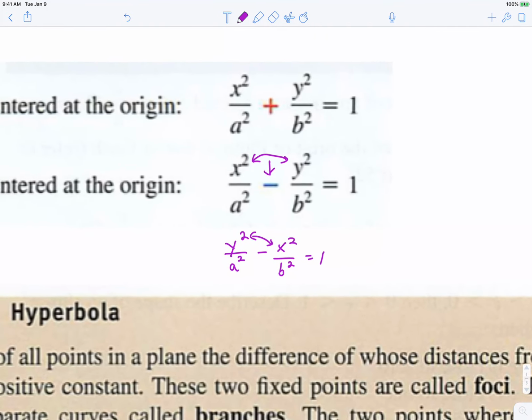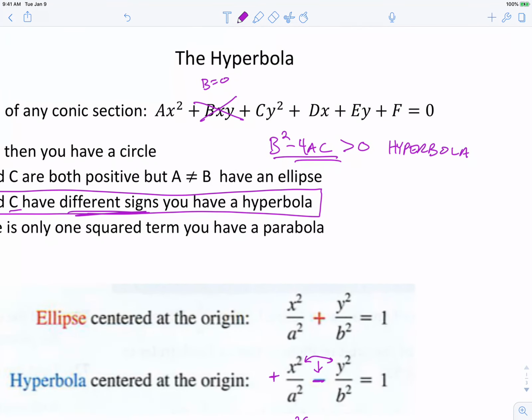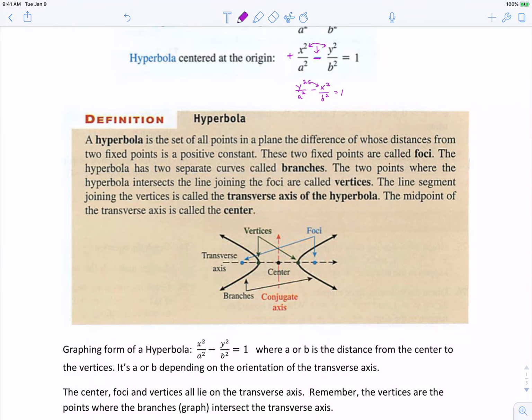But it's the same form as the ellipse. It's just that one of these is positive and one is negative. That's why you'll be able to tell from up here. If the x squared is positive, then this y squared term must be negative, or vice versa. We always write the positive one first.